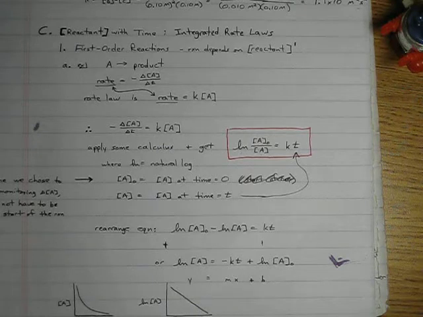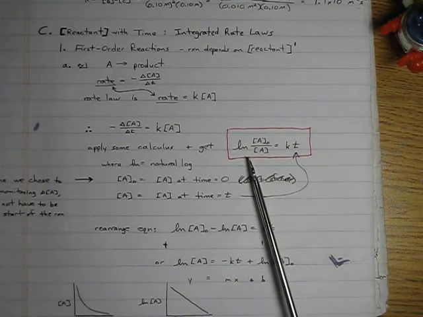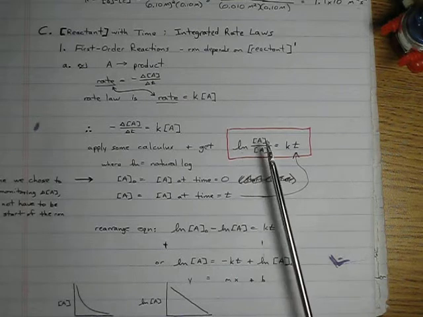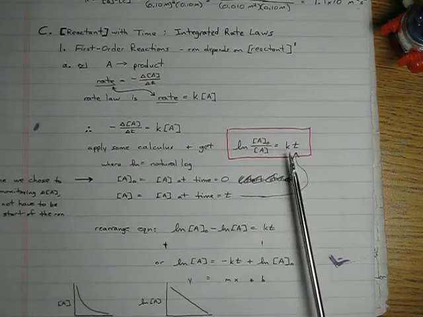Now these are the differential rate laws, which means we do a little calculus on this equation, and voila, we get the integrated rate equation for a first order reaction. Natural log of the concentration of A naught divided by the concentration of A equals Kt.